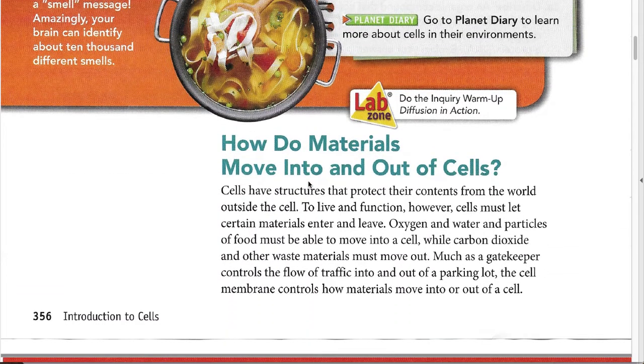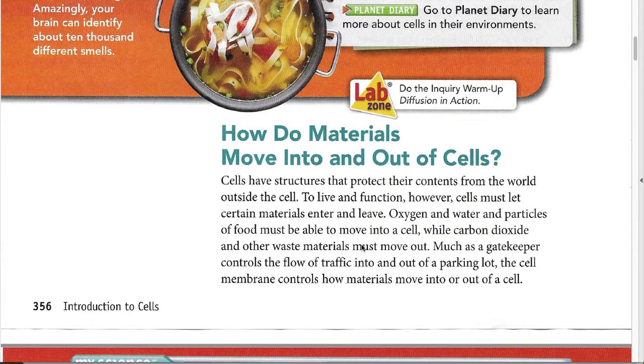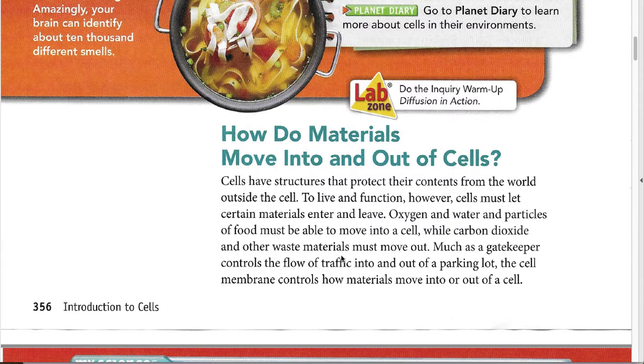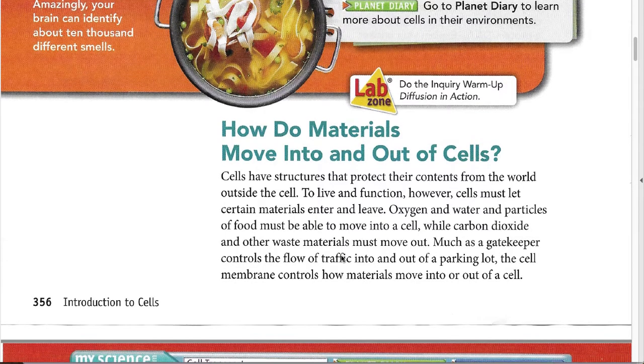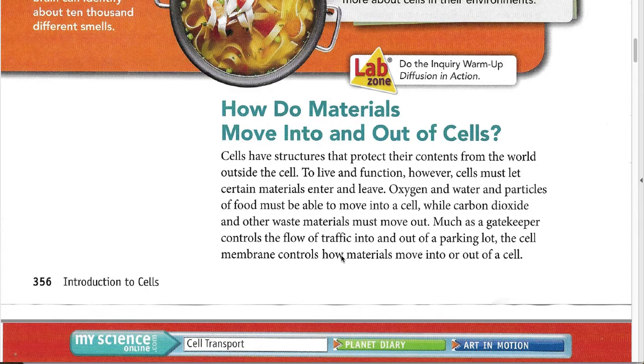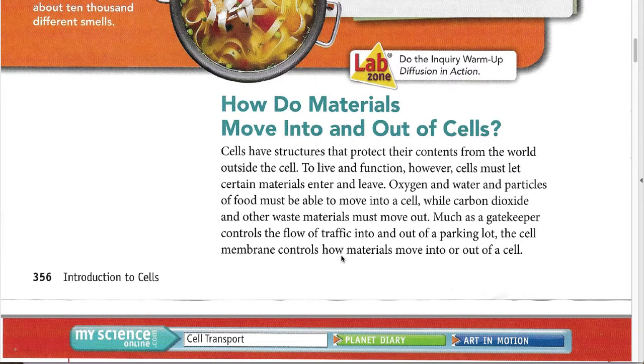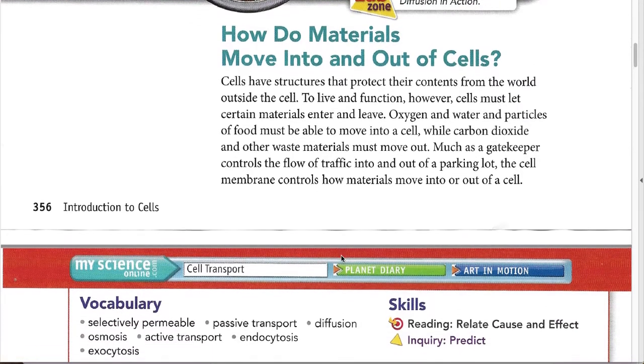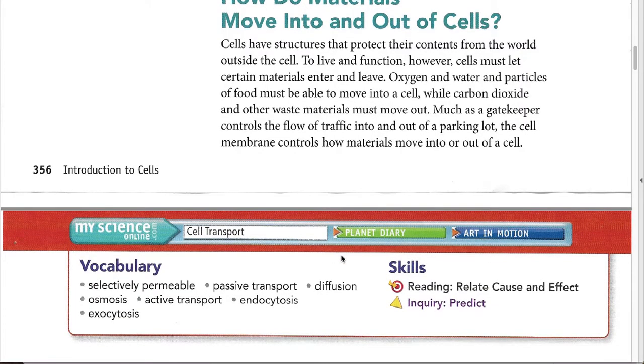How do materials move into and out of cells? Cells have structures that protect their contents from the world outside the cell. To live and function, however, cells must let certain materials enter and leave. Oxygen and water and particles of food must be able to move into a cell, while carbon dioxide and other waste materials must move out. Much as a gatekeeper controls the flow of traffic into and out of a parking lot, the cell membrane controls how materials move into and out of a cell.